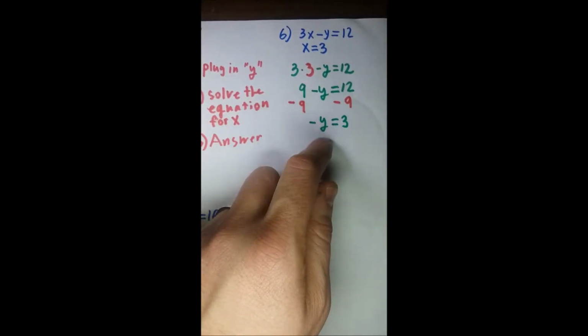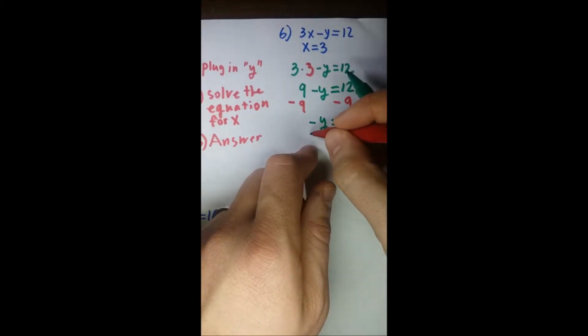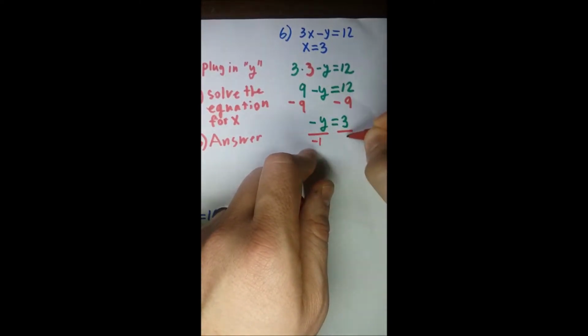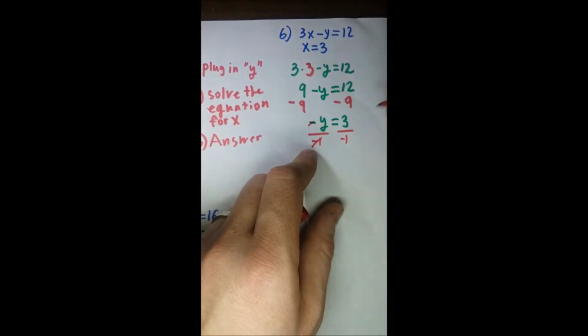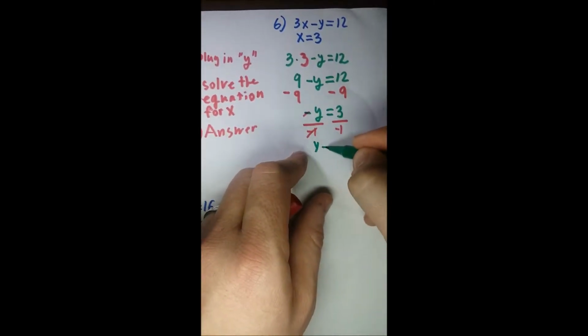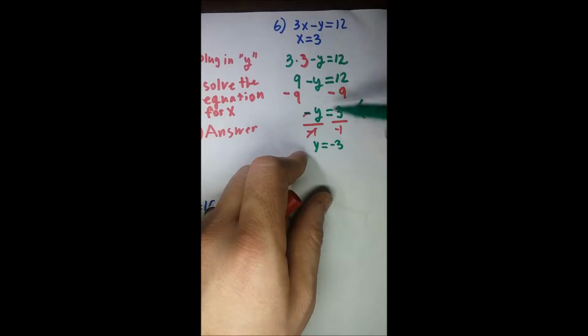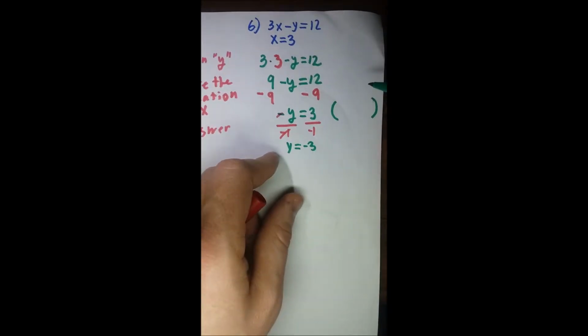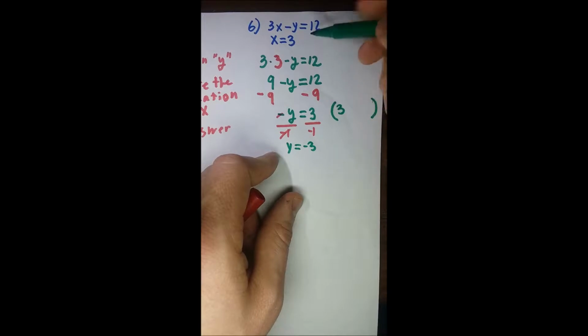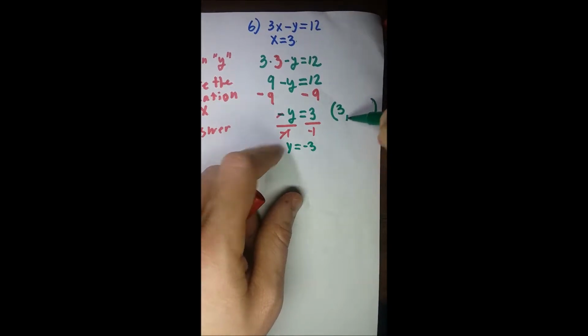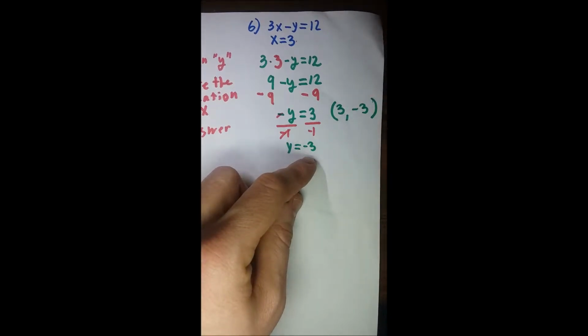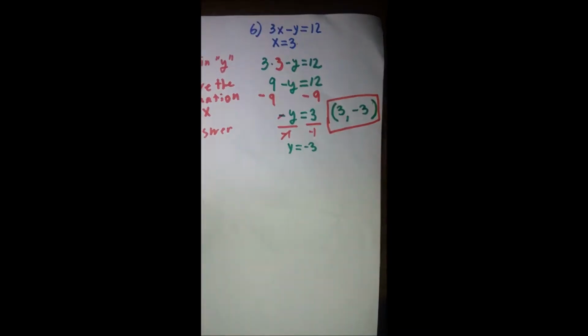Same thing. If you have a negative y here, to make it positive, divide both sides by -1. Cancel out these negatives. y equals -3. And here's how you're going to write down your answer. First number is going to be x, then y. We're going alphabetically here. So x equals 3. How do we know it? Because of this. Y equals -3, because we just discovered it. So in a sense, x was given to us, y needed to be discovered.